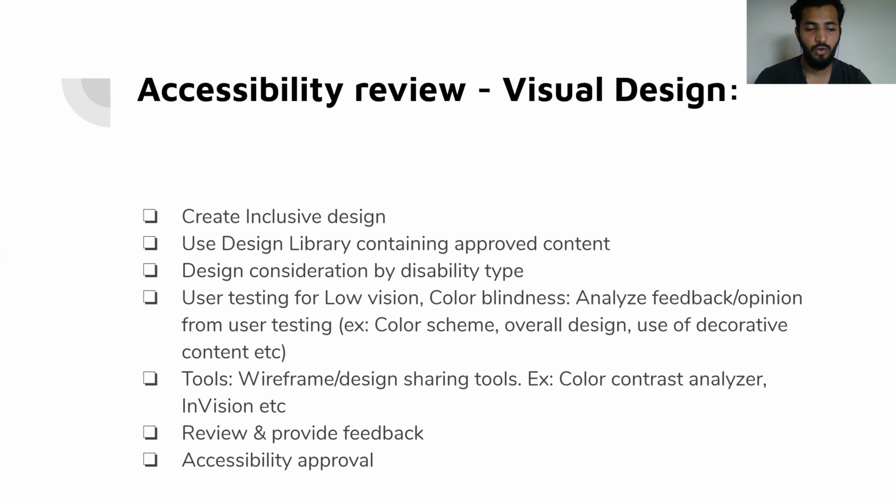Having a design library for approved content can be really helpful when it comes to evaluating visual design, because if you have a set of designs that are already approved for accessibility, you can keep that consistency across multiple applications within the organization. Now, of course, design consideration based on disability type can be a part of the overall accessibility evaluation, which will really be helpful. And we have to make sure the color contrast is okay. We have to make sure the color schemes are as expected. We can use certain tools to make sure that that's being achieved.